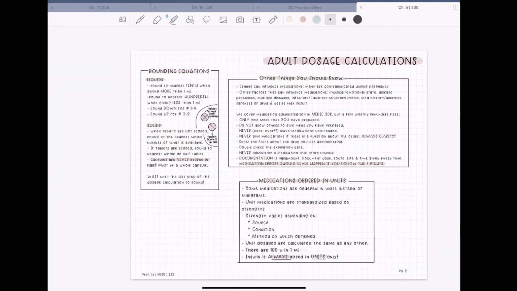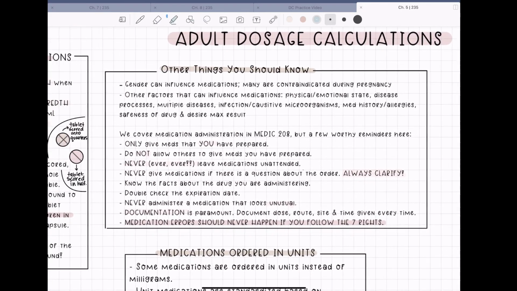And moving on over here, we have other things that you should know. When you are considering how to calculate dosages, remember that gender can influence medications. Many medications are contraindicated during pregnancy. There are also other factors that can influence medications, such as the physical and emotional state, disease processes, having multiple diseases, the infection or causative microorganisms, medical history and allergies, the safeness of a drug, and also the desired maximum results. For our program, we cover medication administration in Medic 208, but there are a few reminders that I feel are worthy of sharing here in pharmacology and dosage calculations as well.